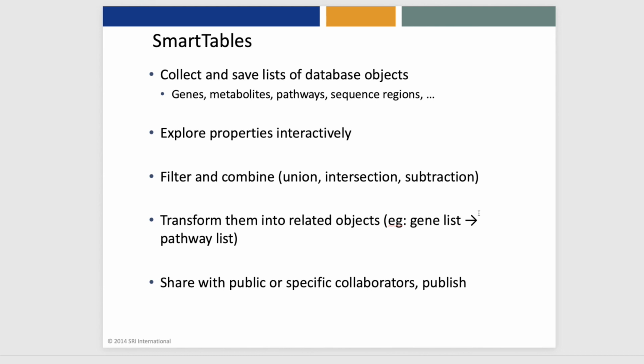Another tool within BioCyc is called SmartTables, which allows the user to collect and save lists of database objects, such as lists of genes, metabolites, pathways, or sequence regions. The user can explore properties of that set interactively, filter and combine these sets, such as by taking an intersection of 2 sets, transform them into related objects, like transforming a gene list into a pathway list, and share SmartTables with the public or with specific collaborators.